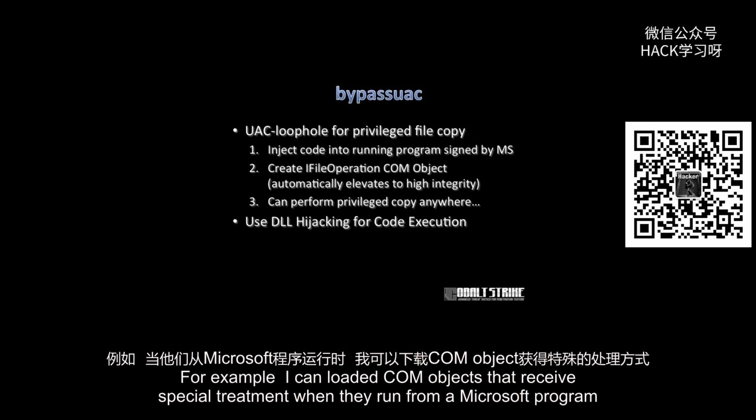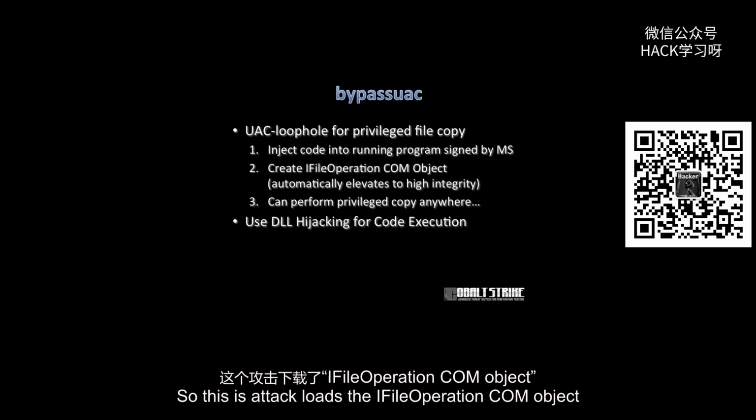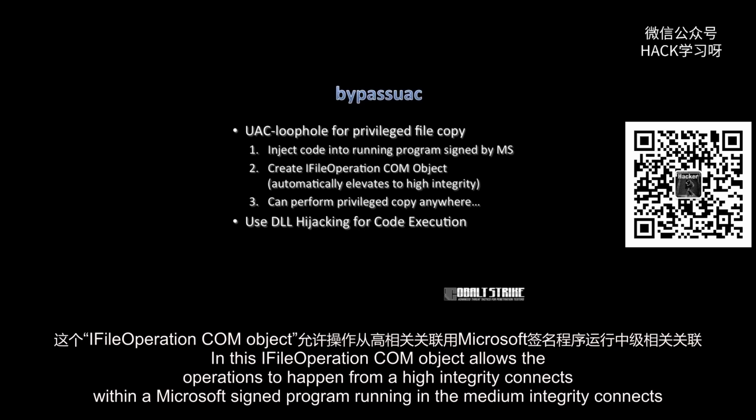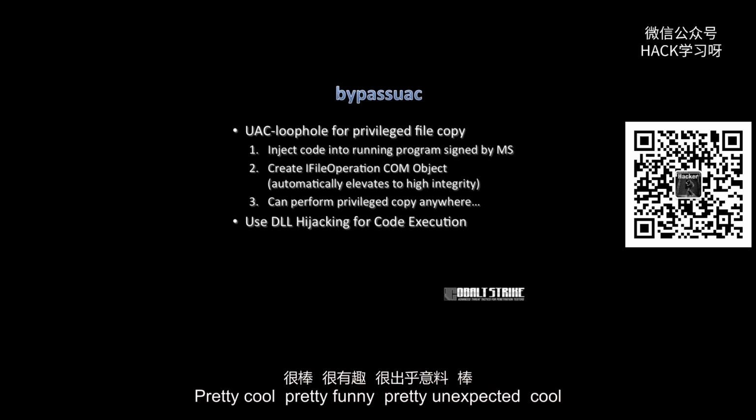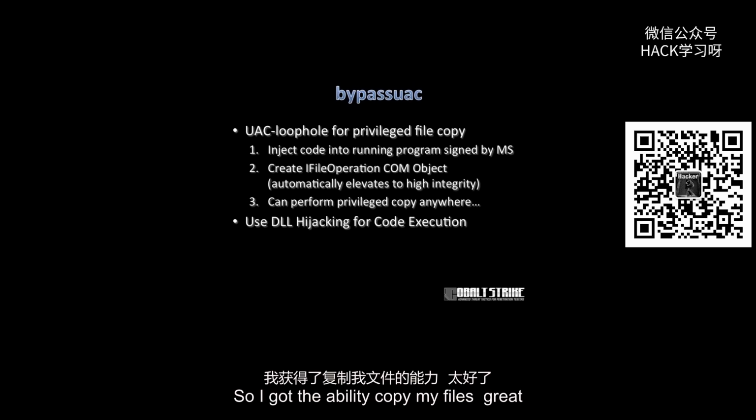For example, I can load COM objects that receive special treatment when they run from a Microsoft program. So this attack loads the IFileOperation COM object. And this IFileOperation COM object allows its actions to happen from a high integrity context within a Microsoft signed program running in a medium integrity context, okay? And this COM object gives me the ability to do a privileged file copy. Pretty cool, pretty funny, pretty unexpected. Cool. So I've got the ability to copy my file somewhere. Great.